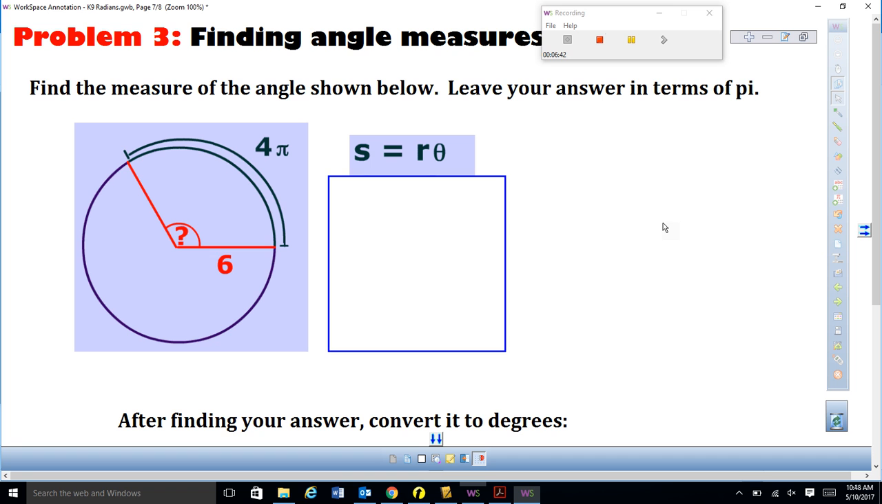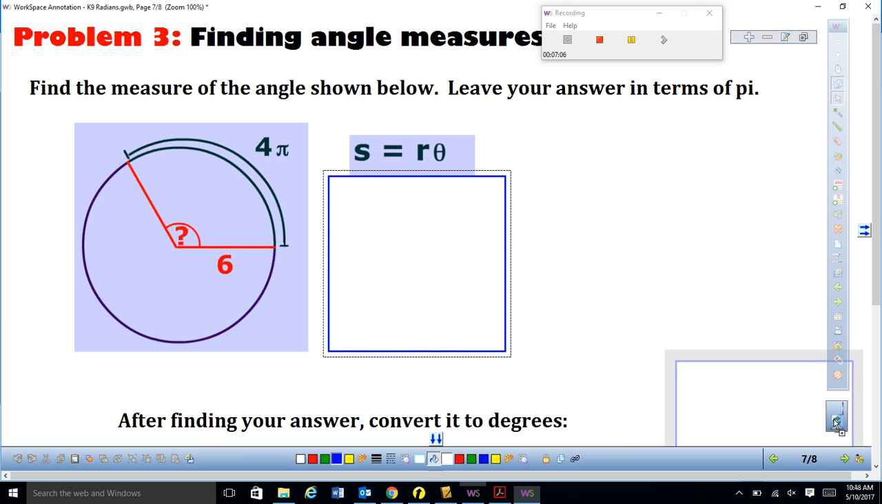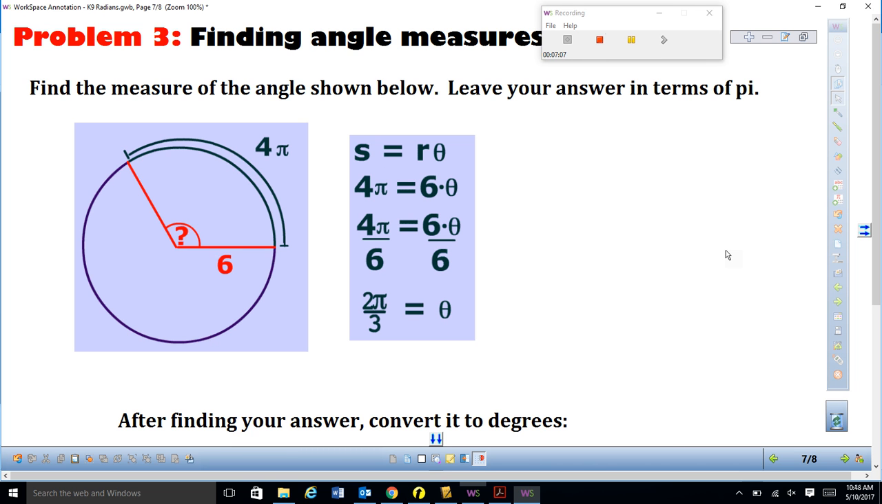Finding angle measures. Find the measure of the angle shown below. Leave your answer in terms of pi. So we're going to use the same formula that we just used, but this time we are given the length of the arc and the radius, and we need to find theta. So again, we're just going to substitute in what we know. I know S, my arc length, is 4 pi. I know my radius is 6. So I have 4 pi equals 6 theta. I divide both sides by 6, and I get 2 pi over 3 is equal to theta.